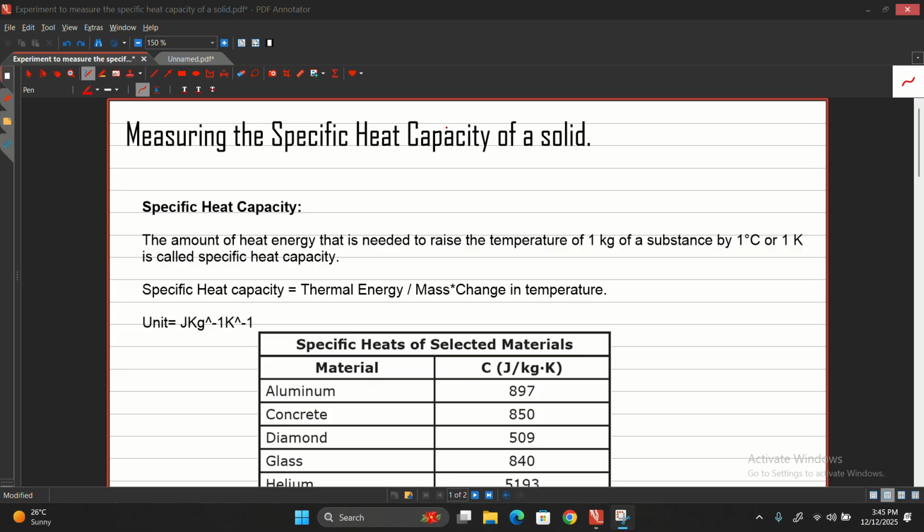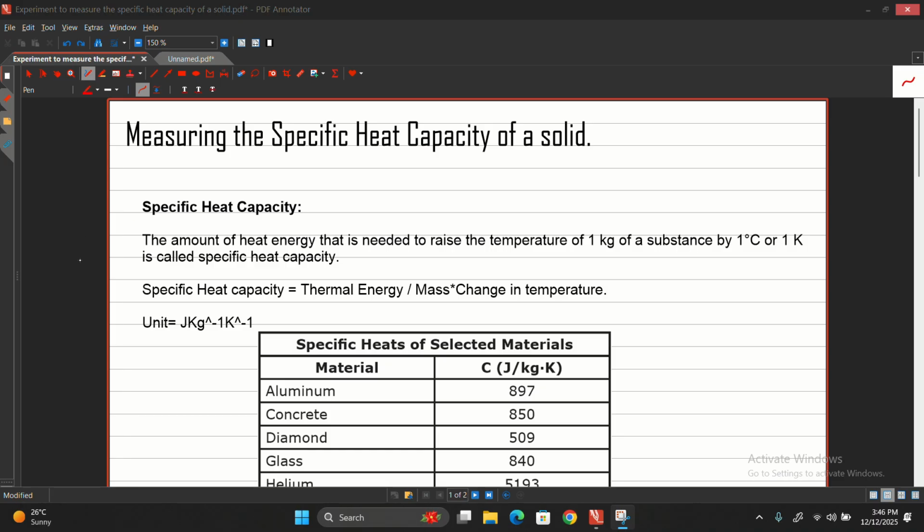And today I will be discussing one of the most common experimental concepts of IGCSE Physics, which is measuring the specific heat capacity of a solid. So without any further ado, let's begin. Now, first of all, let's define specific heat capacity and have a little bit of discussion on it.